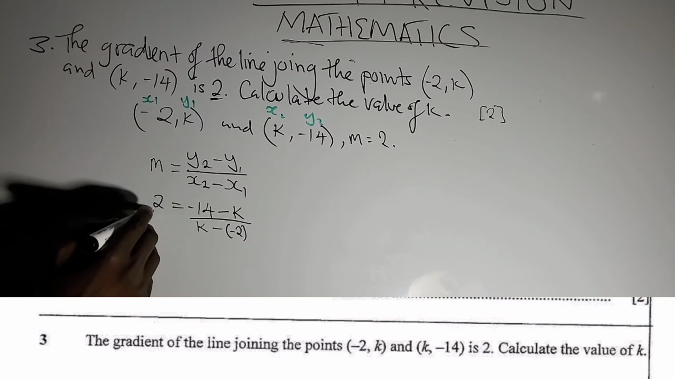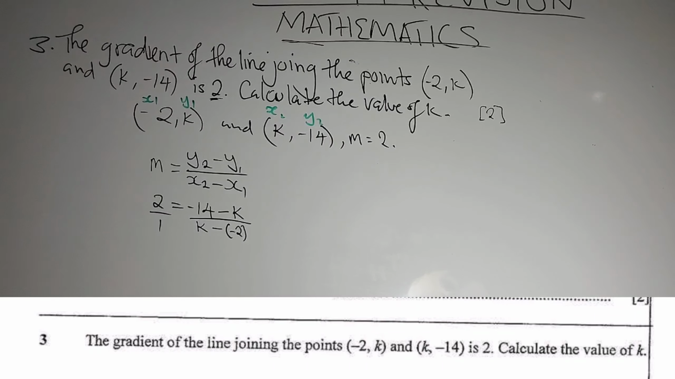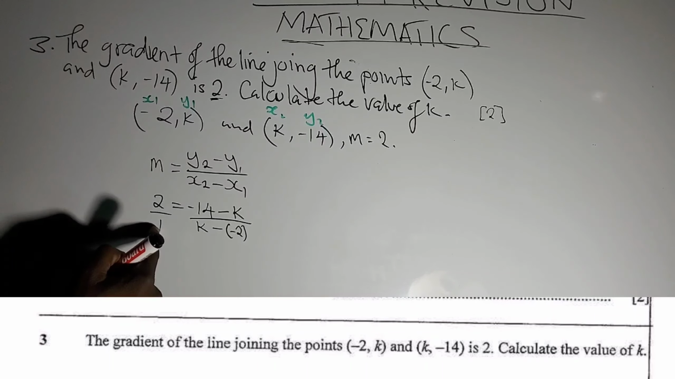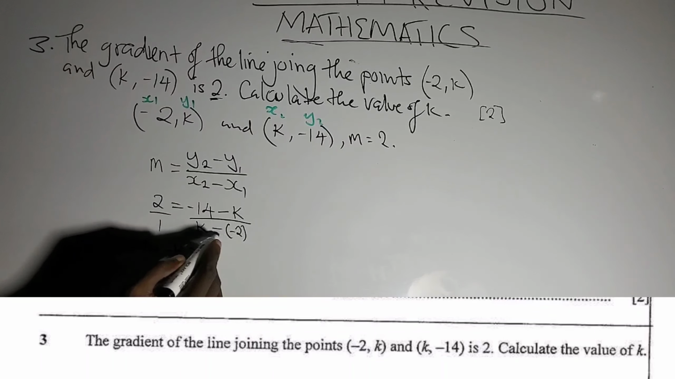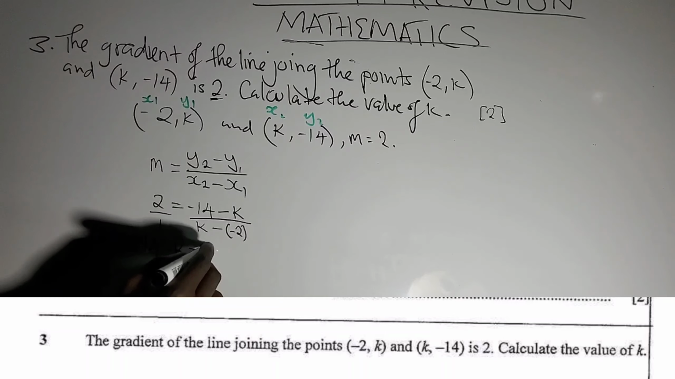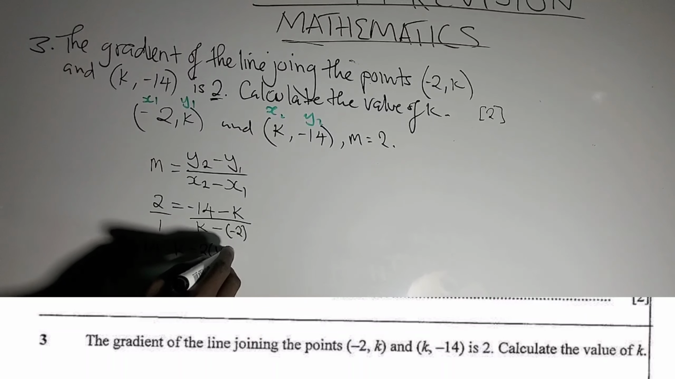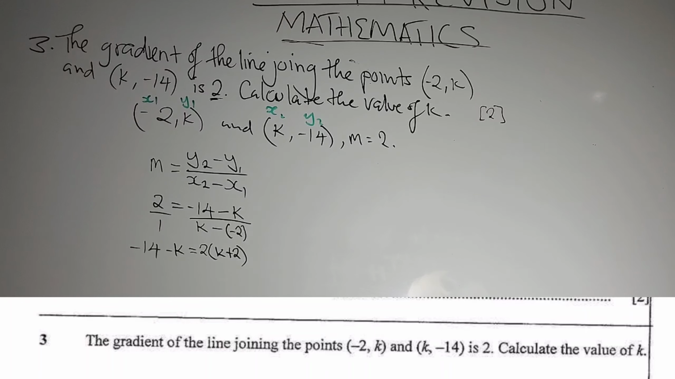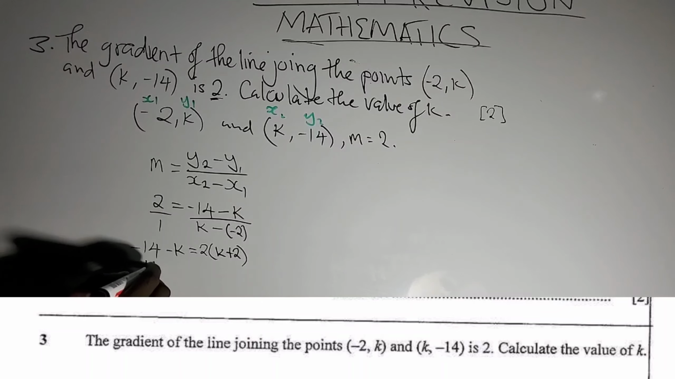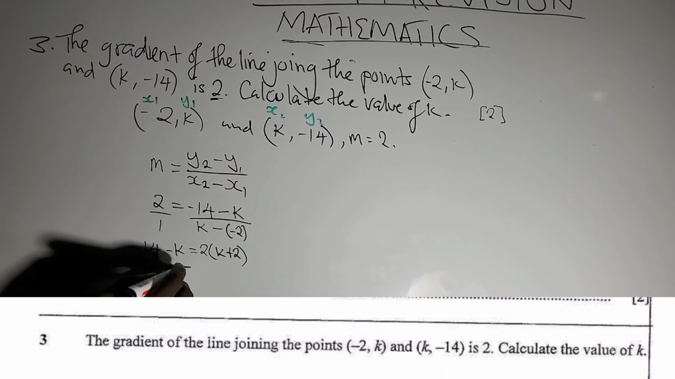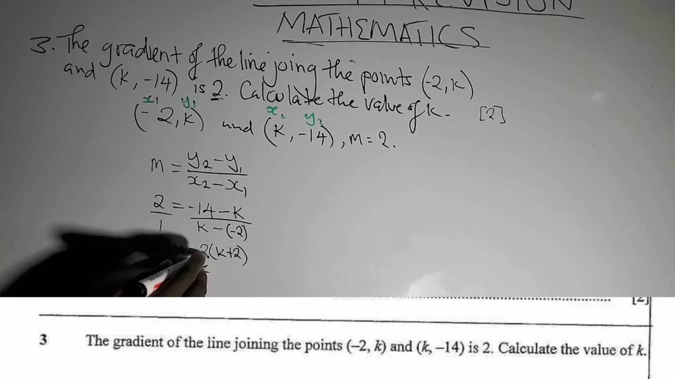So what we're going to do here is to cross multiply. When you cross multiply, 1 times this will not change anything. So it will be negative 14 minus k equals, remember here there is a negative, it's negative, so it will be positive. So 2 will be multiplied by k plus 2. Then we expand this side. We maintain negative 14 minus k equals 2 times k, 2k, 2 times 2 is just 4.